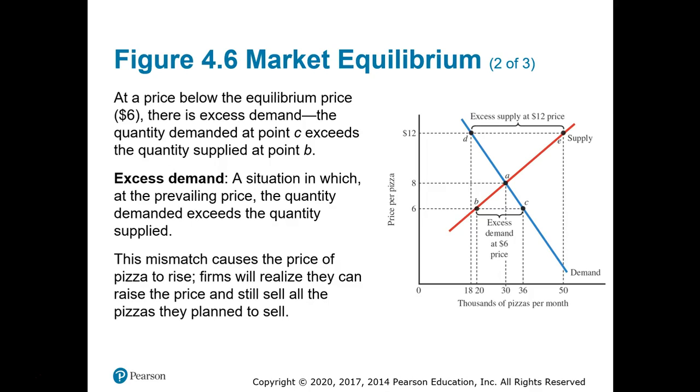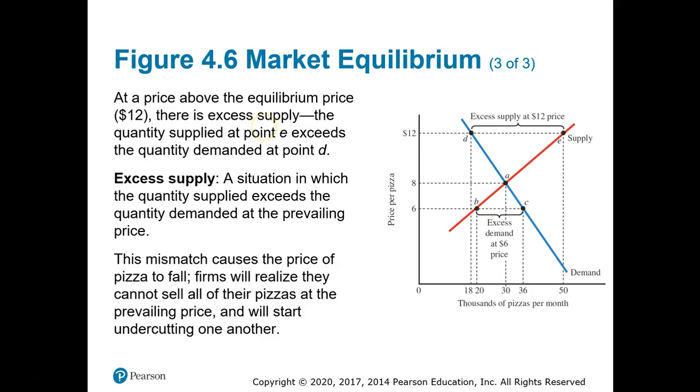In order to balance out that seesaw, you've got to get demand to slow down. At a price above the equilibrium, there's an excess in supply. The quantity supplied at point E exceeds the quantity demanded at point D. A situation in which the quantity supplied exceeds the quantity demanded at the prevailing price. This mismatch causes the price of pizza to fall. Firms will realize they cannot sell all of their pizzas at the prevailing price and will start undercutting each other.